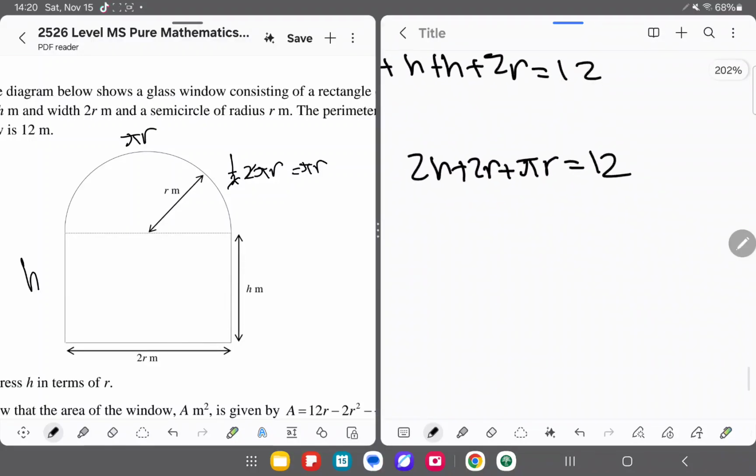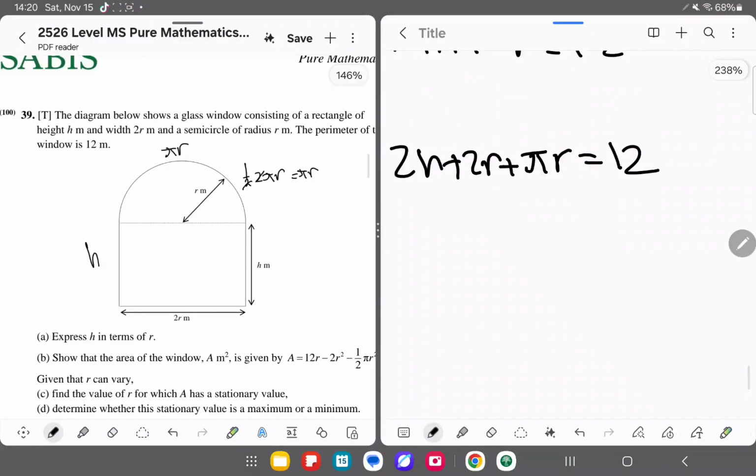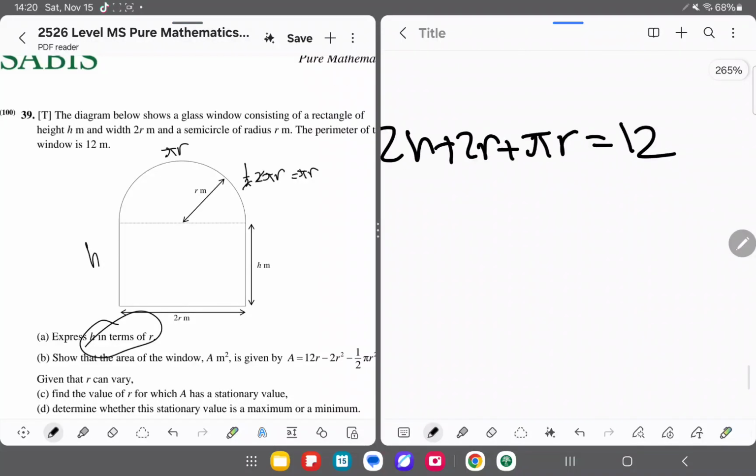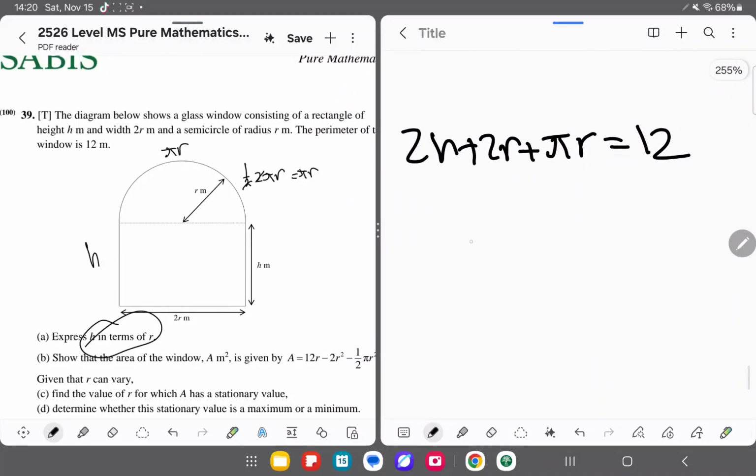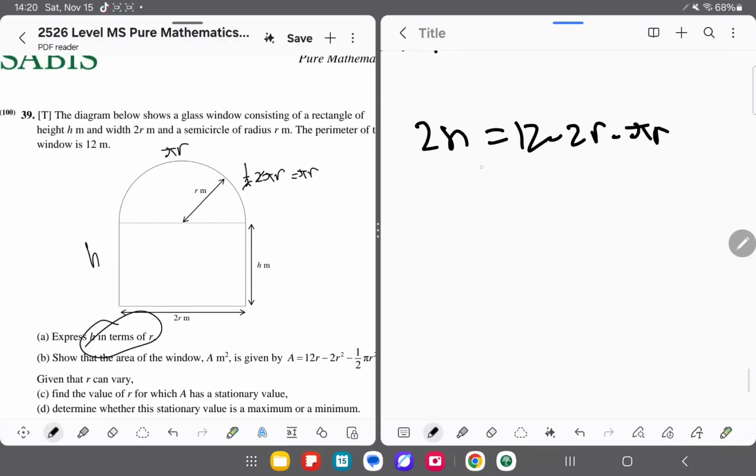Now what we do here is get h in terms of r. So we'll do just that. 2h equal to 12 minus 2r minus pi r. And then we'll divide it by 2. And now we have h in terms of r.